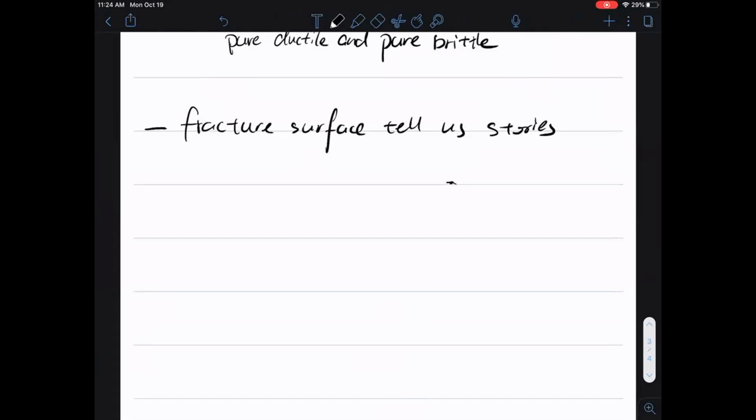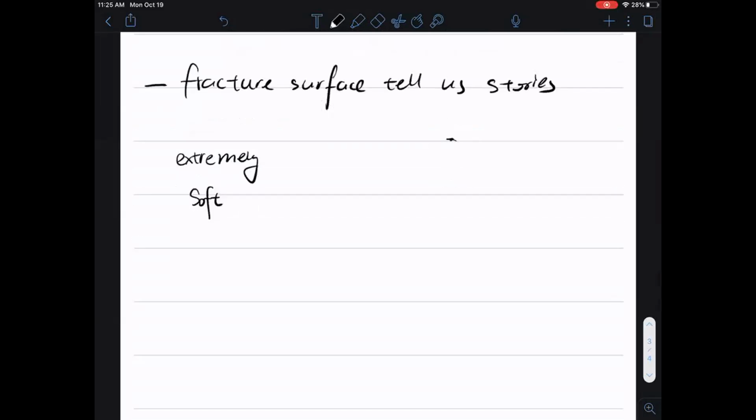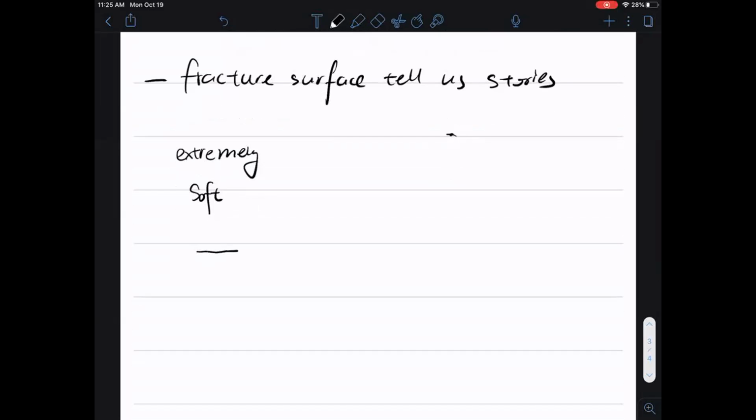If you have a super soft material, can you imagine what that fracture surface looks like? If you have a super soft material, such as gold. If you have pure gold, then it should be very soft. Imagine you have a gold bar, you pull that bar, what does the fracture surface look like? I'm going to draw a schematic here.